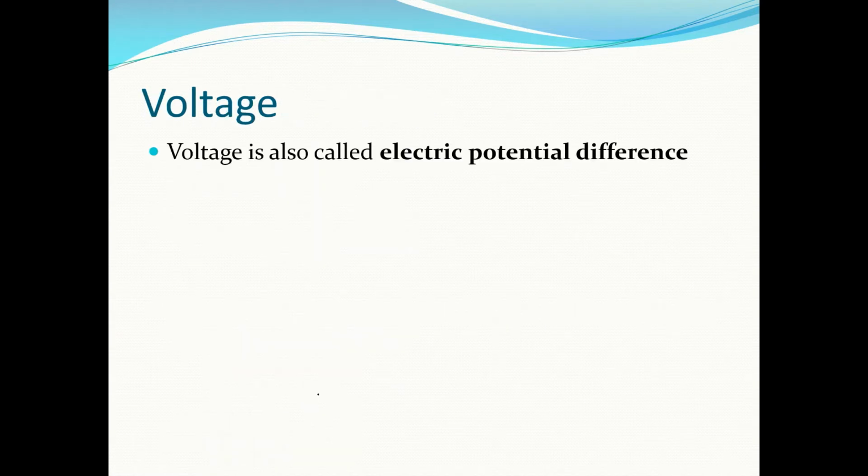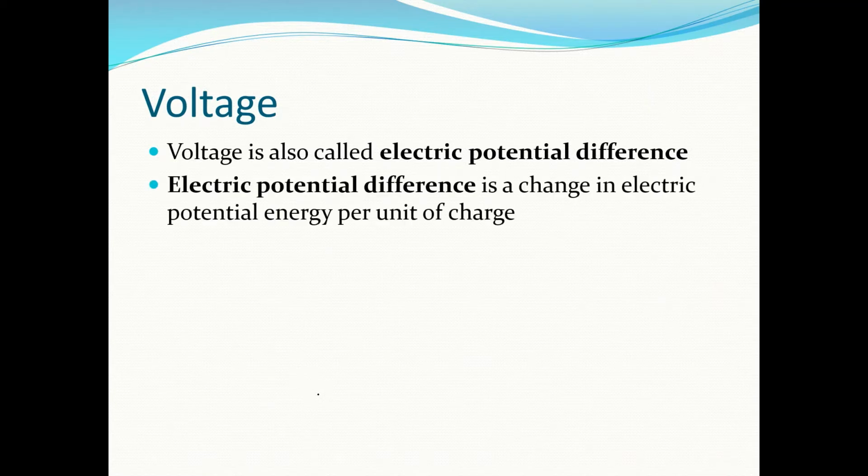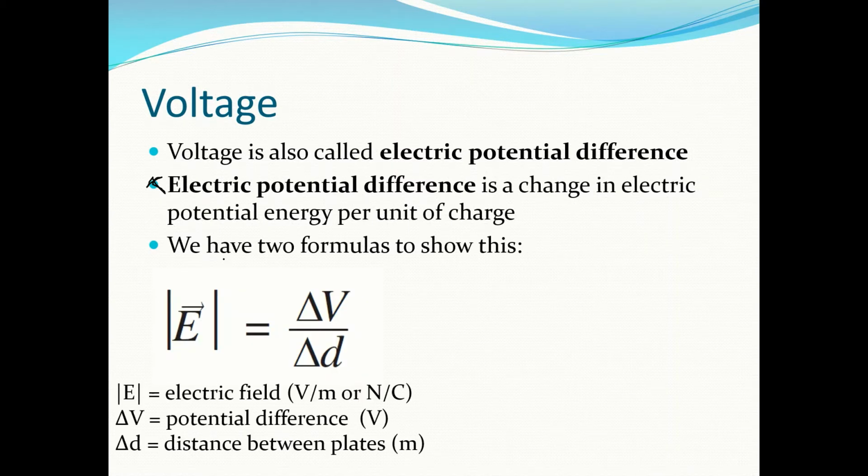So voltage is called electric potential difference. Electric potential difference is the change in electric potential energy per unit of charge. I don't like that definition, but sometimes questions show that definition, so you need to know it. Sorry, electric potential difference, not energy, voltage. So we have two formulas.